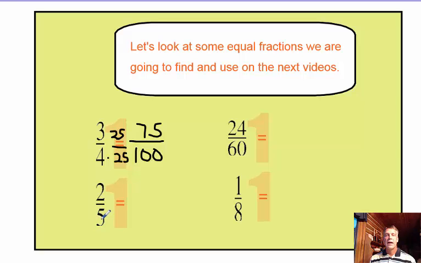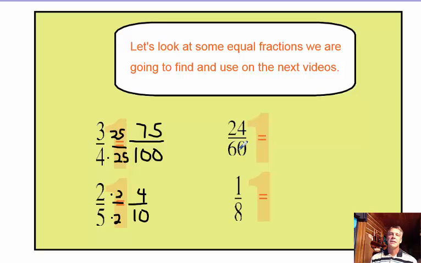Okay, how about 2/5? Does 5, just ask the question, does 5 go into 10? Oh yeah, yep, that's easy. How many times does 5 go? Times 2. So if I multiply 2 on the bottom and 2 on the top, I'm going to get an equivalent fraction of 4/10.